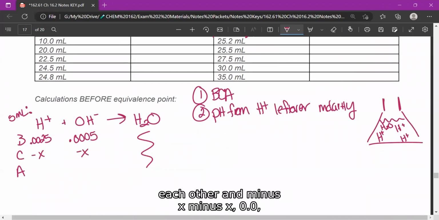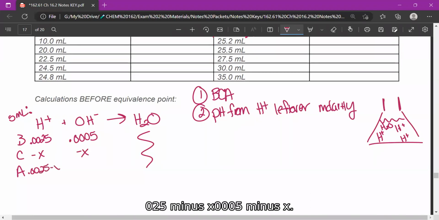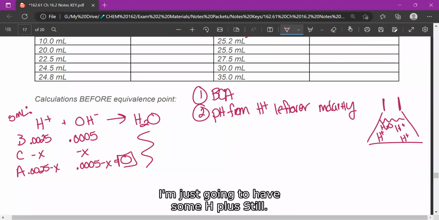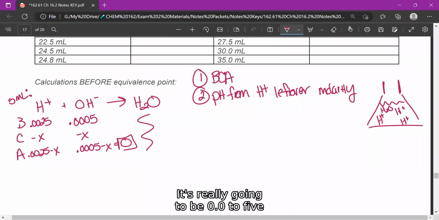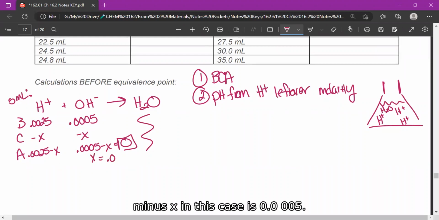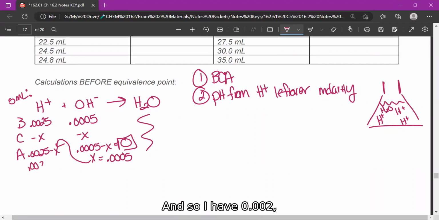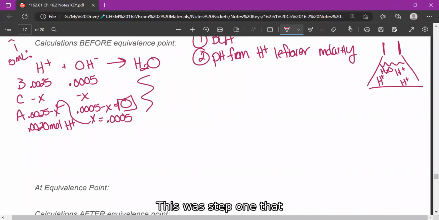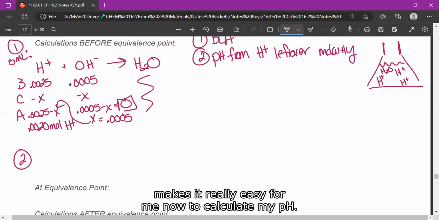Minus x, 0.0025 minus x, 0.0005 minus x. Obviously, I have less of this, so I will have no hydroxide excess in there. I'm just going to have some H plus still. So it's really going to be 0.0025 minus x, in this case 0.0005. That goes right there, and so I have 0.0020 moles of H plus. Now that makes it really easy. This was step 1. That makes it really easy for me now to calculate my pH.